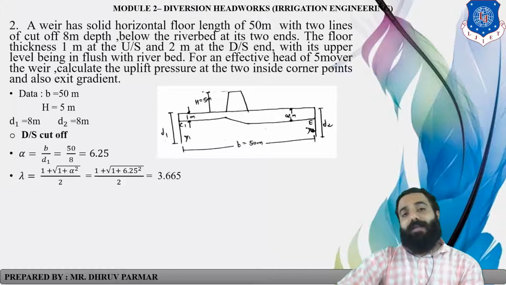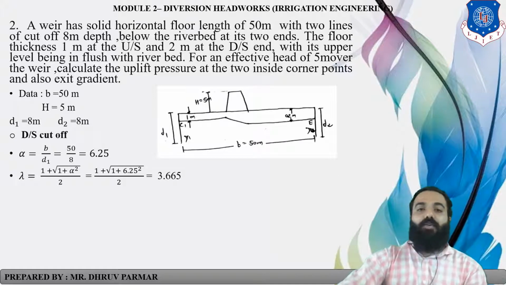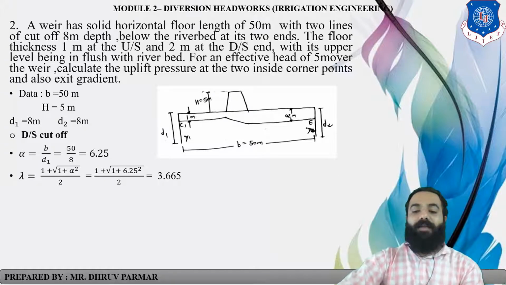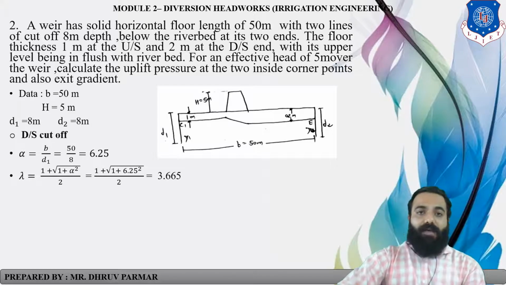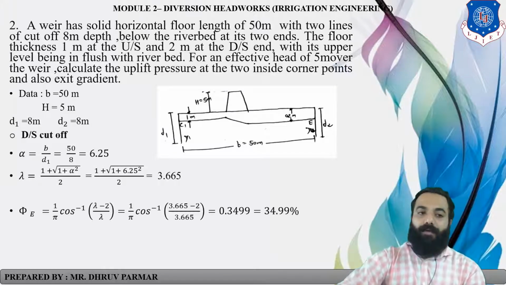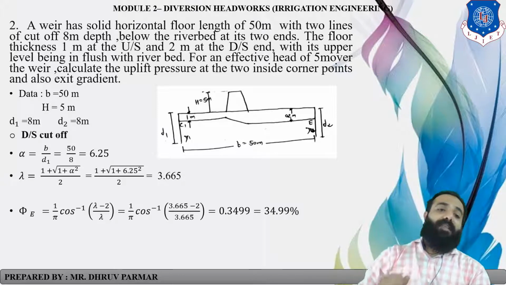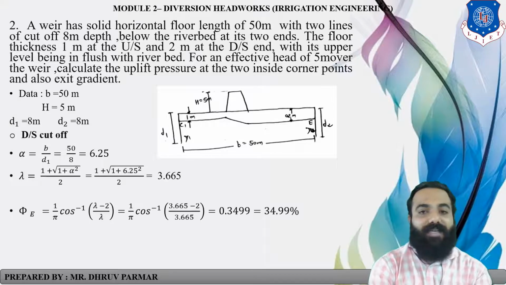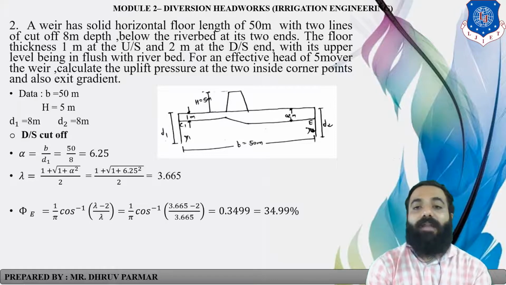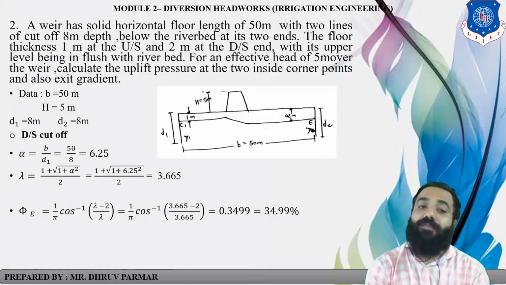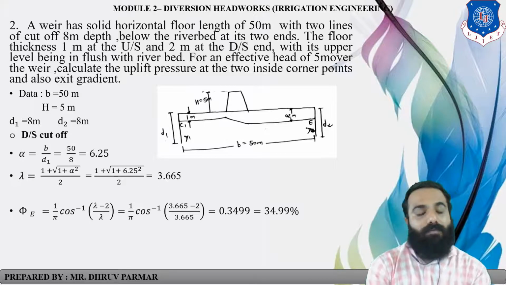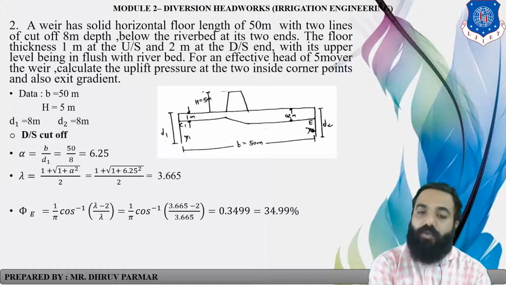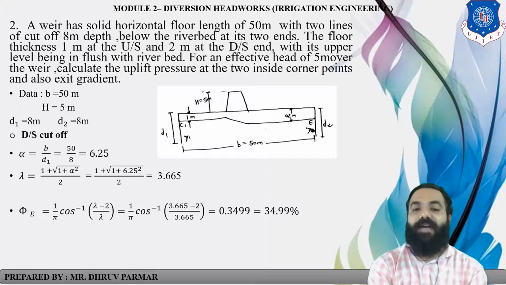And you know the formula for lambda: lambda equals (1 plus the square root of 1 plus alpha squared) divided by 2. So we have alpha, so we put this value in this equation and get lambda. Again, in the downstream section there are 2 points, phi E and phi D. Clear? And phi C is equal to 0. So in this section we find the 2 points phi E and phi D.